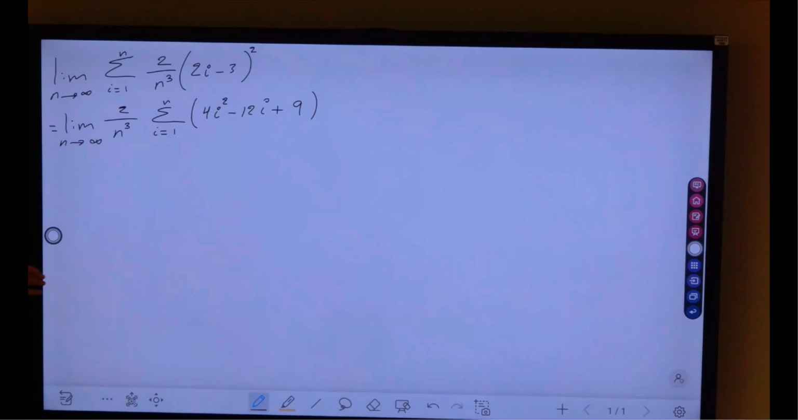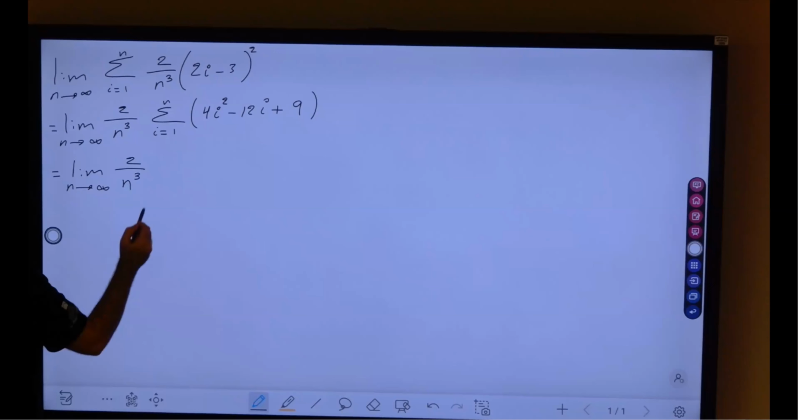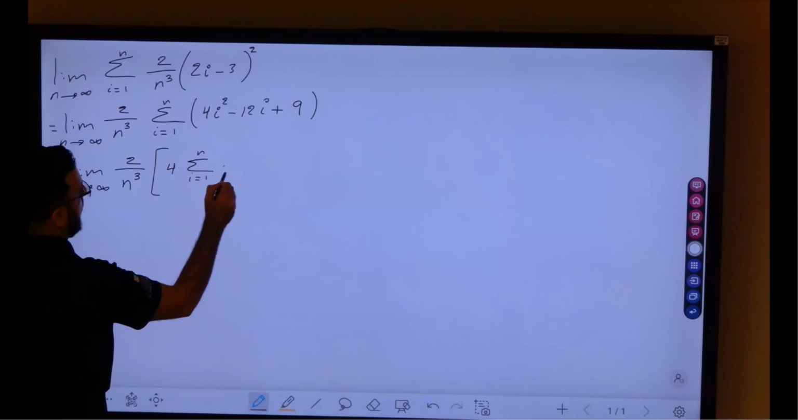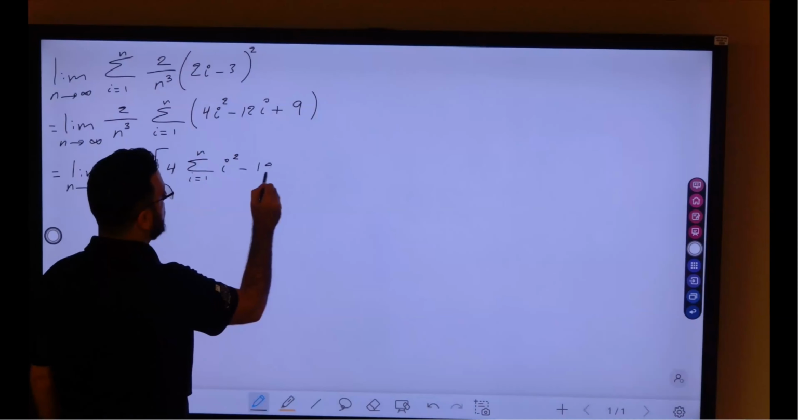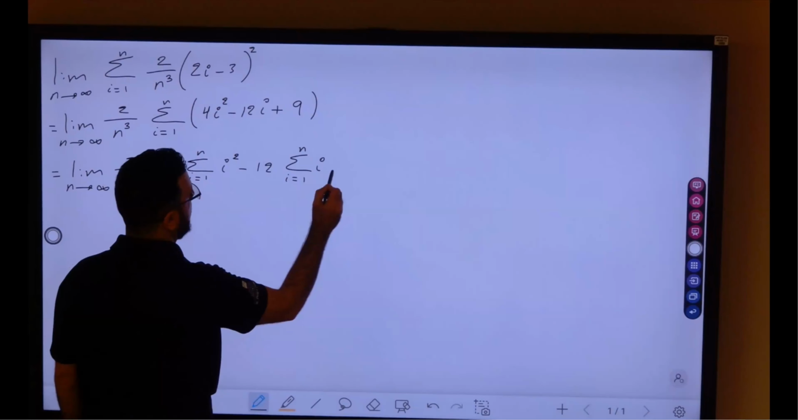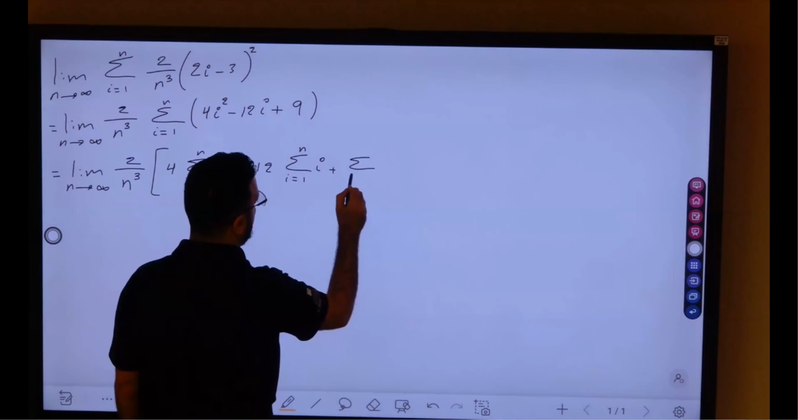Now, what's the next step? So it's going to be the limit when n approaches infinity of 2 over n cubed. Separate these with brackets. I can write down right away 4 times the summation from i equals 1 to n of i squared, minus 12 times the summation from i equals 1 to n of i, plus the summation from i equals 1 to n of the constant.